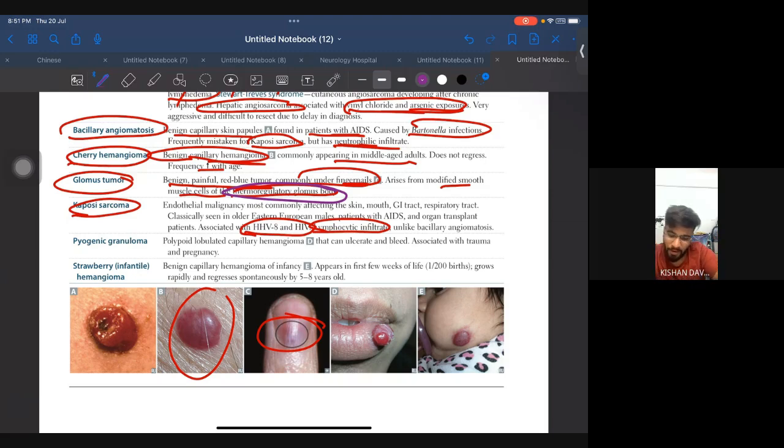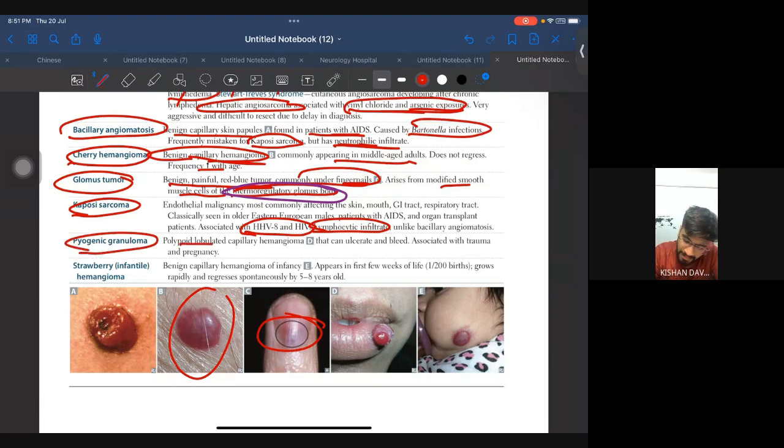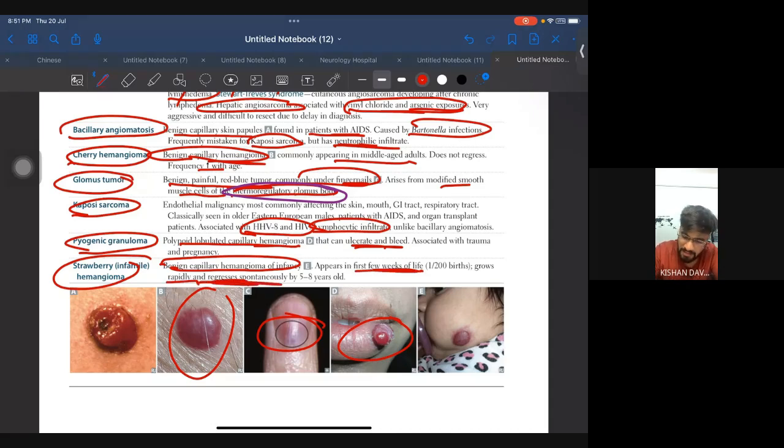Moving ahead, we have pyogenic granuloma. Pyogenic granuloma is a polypoid lobulated capillary hemangioma that can ulcerate and bleed. If they show ulceration and bleeding, it will be pyogenic granuloma. Strawberry hemangioma, benign capillary hemangioma of infancy, appears in the first 2 weeks of life, grows rapidly and regresses. This line is very important. Grows rapidly and regresses.